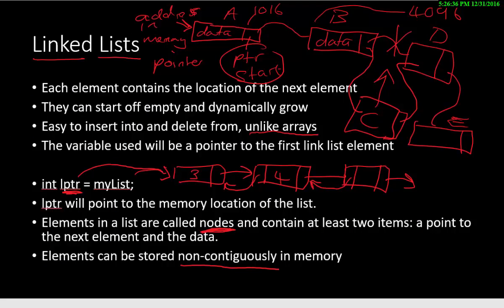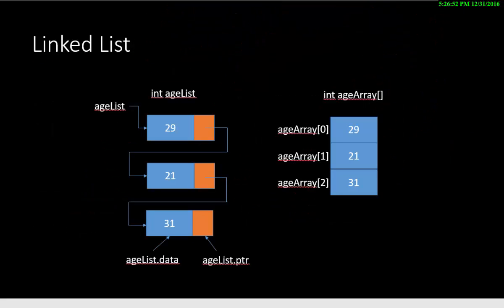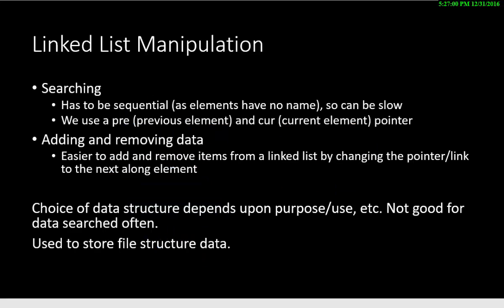Linked lists, sorry about the messy slide. They're very difficult to find data. They can be non-contiguous in memory, but easier to add and remove items from the linked list. They're used by the file system. And there's an example in comparison with an array. Again, space-wise, there's probably a little more for the linked list, but it does depend on what you need to use it for.